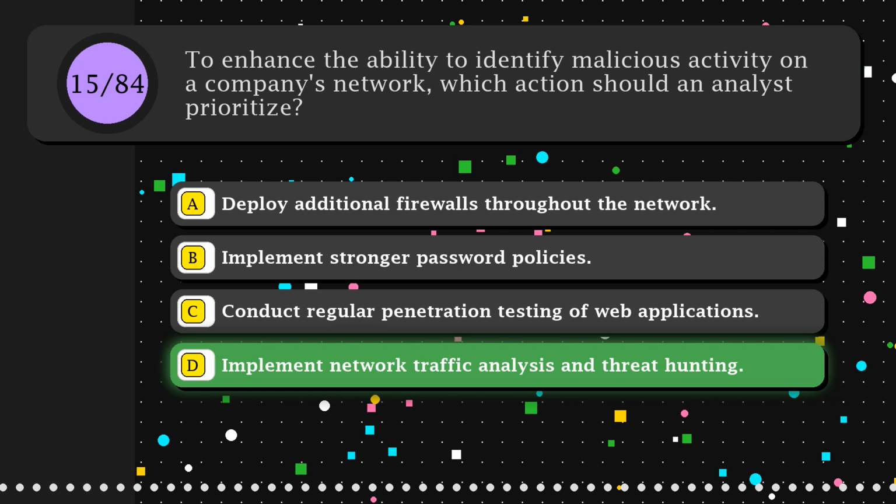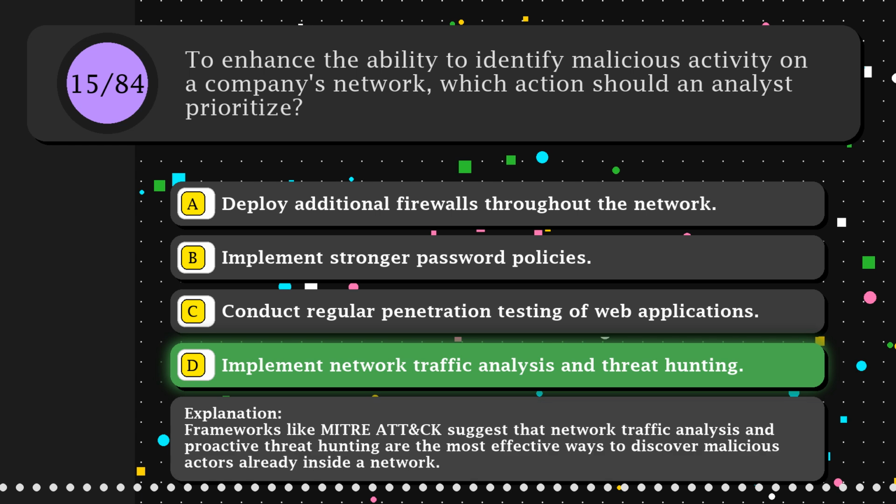The correct answer is option D. Implement network traffic analysis and threat hunting. Frameworks like MITRE ATT&CK suggest that network traffic analysis and proactive threat hunting are the most effective ways to discover malicious actors already inside a network.